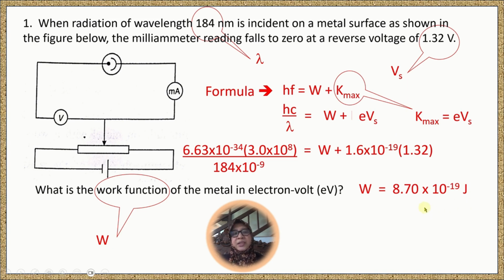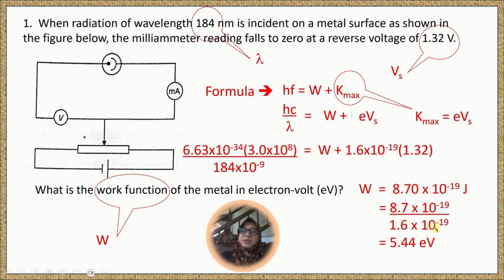So the unit is in joule, because we use the e here and the stopping potential. We can answer the work function in joule, and we can also convert it to electron volt. To convert to electron volt, we divide by 1.6 times 10 to the power of negative 19, and we get 5.44 electron volt. So you can answer it in unit joule or in electron volt.